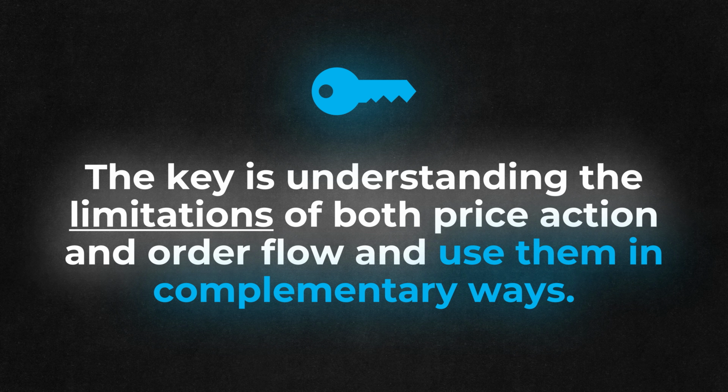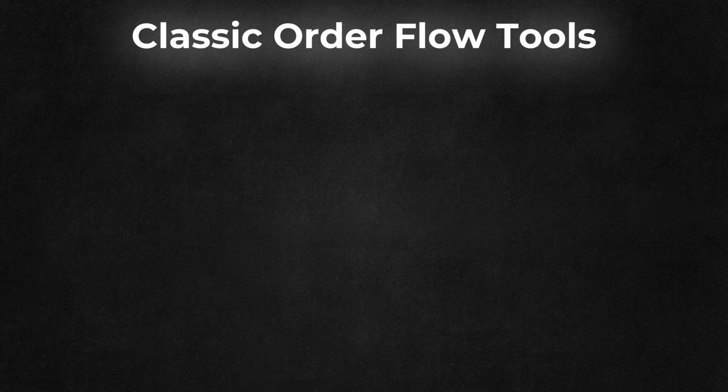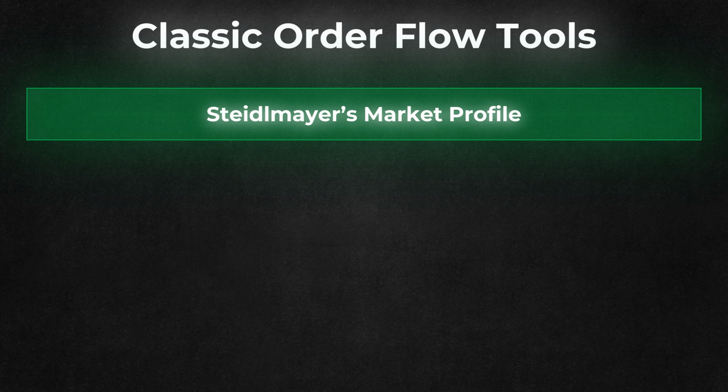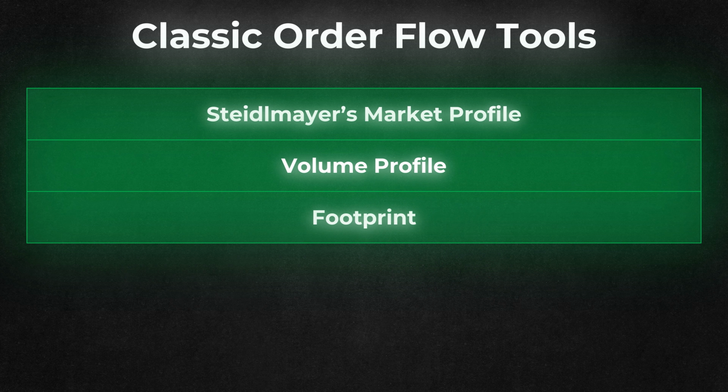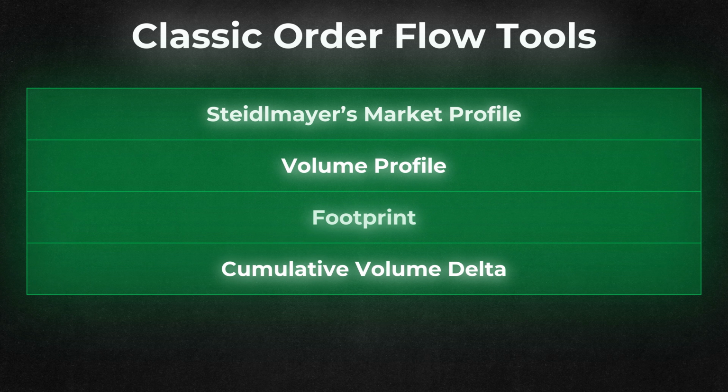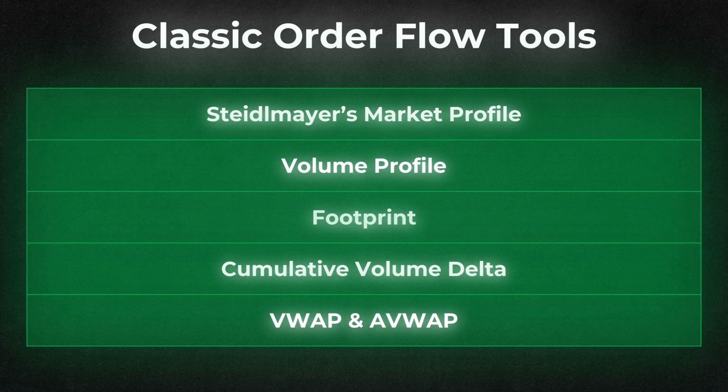With the limitations of price action and order flow in mind, we must look into the classic order flow tools, such as Stoudemire's market profile, the volume profile, the footprint, the cumulative volume delta, VWAP, and anchored VWAP, for example. It's not perfect information, just like price action also isn't, but it's important nonetheless. It's self-evidently important when we realize that classic order flow tools are common among institutional speculators. In fact, these tools were born in the institutional domain.